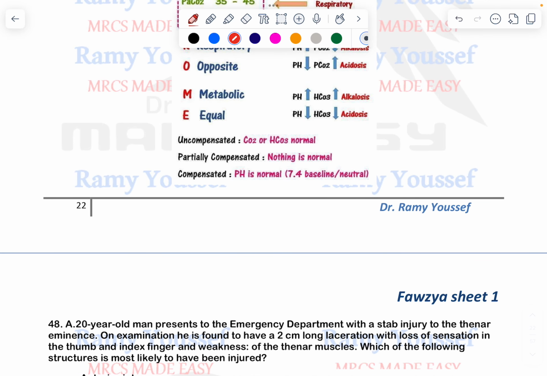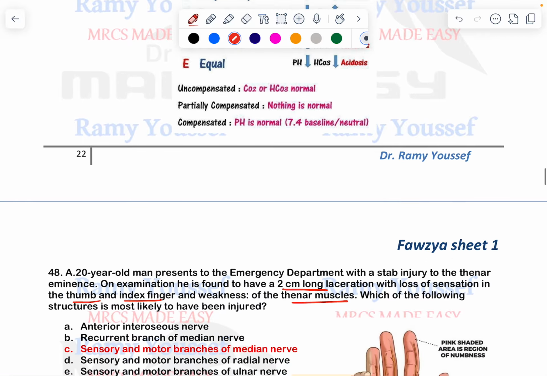A 20-year-old man presents to the emergency department with a stab injury to the thenar eminence. He is found to have a 2 centimeter long laceration, loss of sensation in the thumb and index finger, and weakness of thenar muscles. Which of the following structures is most likely to be injured? The sensory and motor branches of the median nerve.